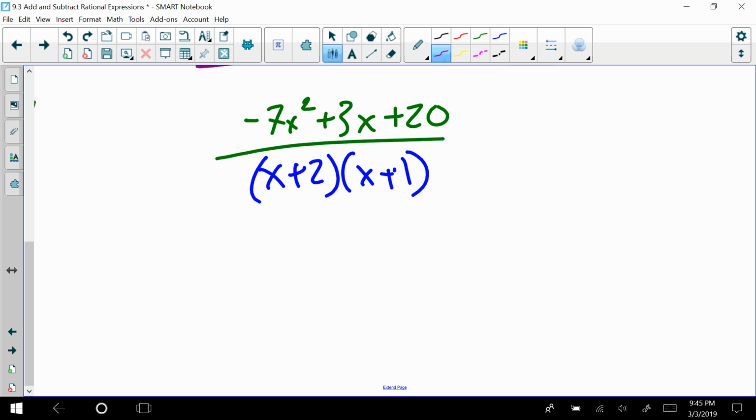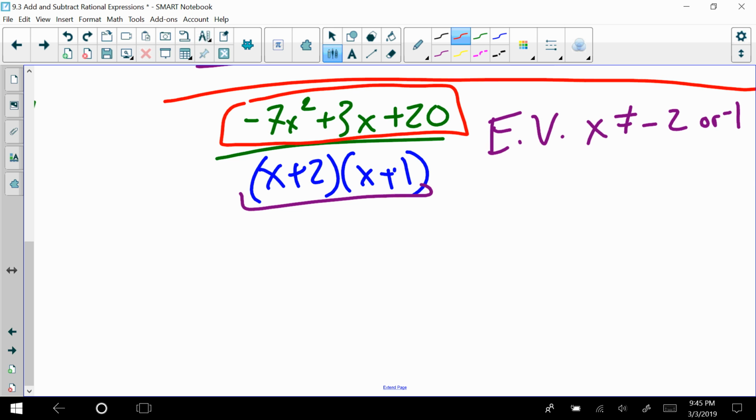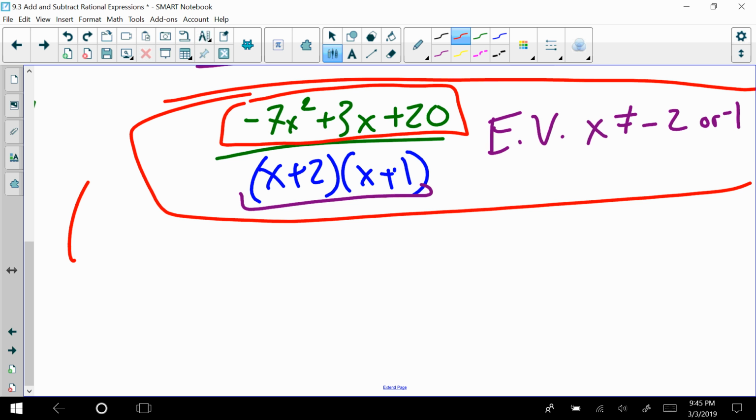Okay, well, now that we've simplified it, I should take some time and make sure I know the excluded values. X can't be negative 2 or negative 1 here because of the bottoms, right? Because of this bottom. Now, does the top factor at all? Is this thing going to factor? Well, 7 times 20 would be 140. That seems awfully mean to think that that would factor. Okay, this in fact is not, and this is the answer.